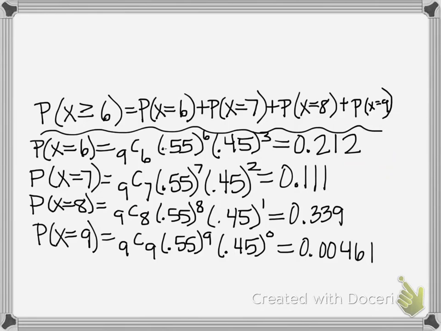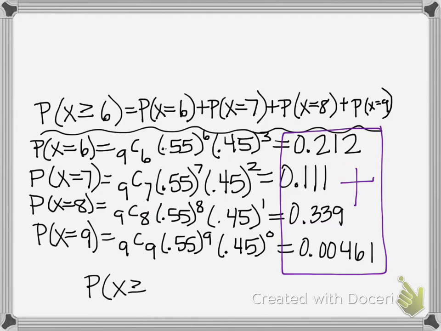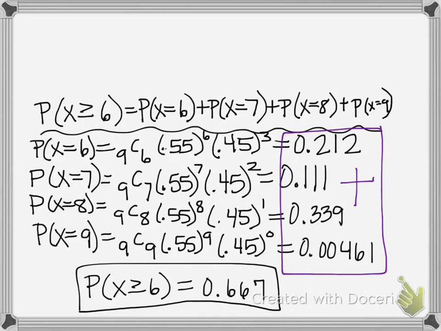So now, to get my final answer, I need to add all of those together. So 0.212 plus 0.111 plus 0.0339 plus 0.00461, and drum roll, the probability of getting at least 6 male wolves is 0.667.